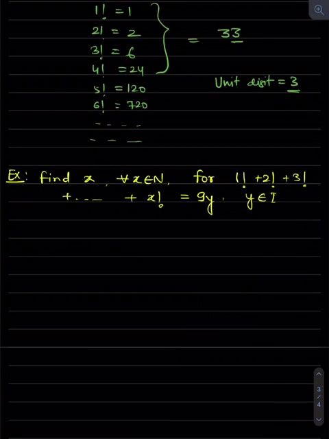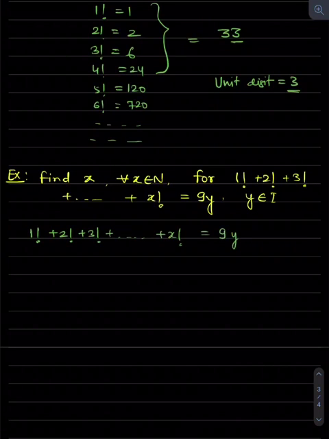Okay, this question is what? Let me write it again. So this is 1 factorial plus 2 factorial plus 3 factorial plus up to x factorial is 9 into y. And what is y here?